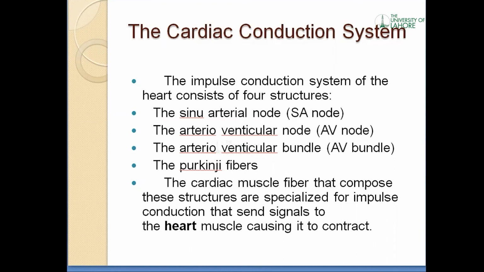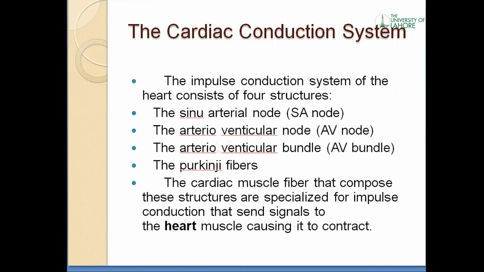Then the AV bundle, the atrioventricular bundle, the bundle of His. The bundle of His is part of the electrical system of the heart. It is a collection of cells that carry electrical signals from the AV node to the bundle branches. The electrical system that controls the heartbeat is made up of several parts that signal the heart muscle to contract.